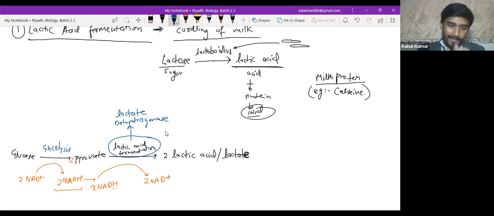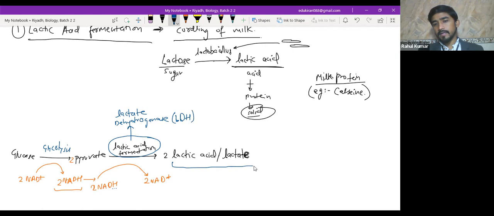So write down, lactic acid fermentation is catalyzed by the enzyme lactate dehydrogenase. In short, it's also called LDH. Commonly, LDH, lactate dehydrogenase. Okay. Now, when this is formed in our muscle cells, so everything is clear till here?